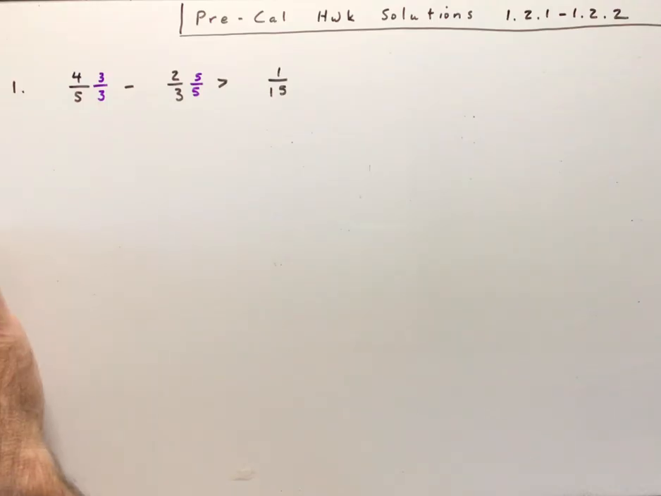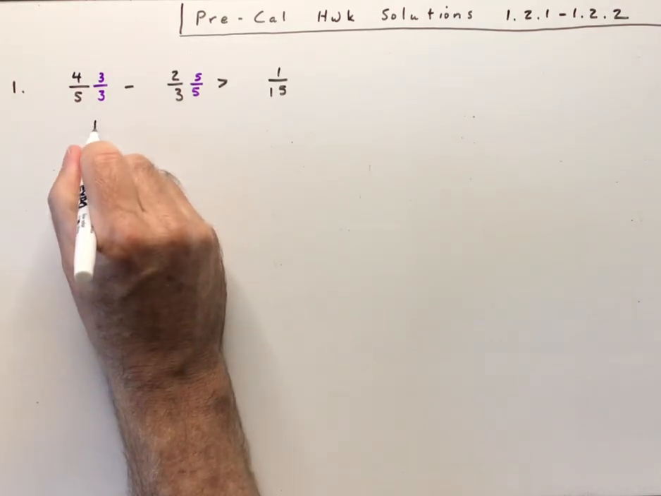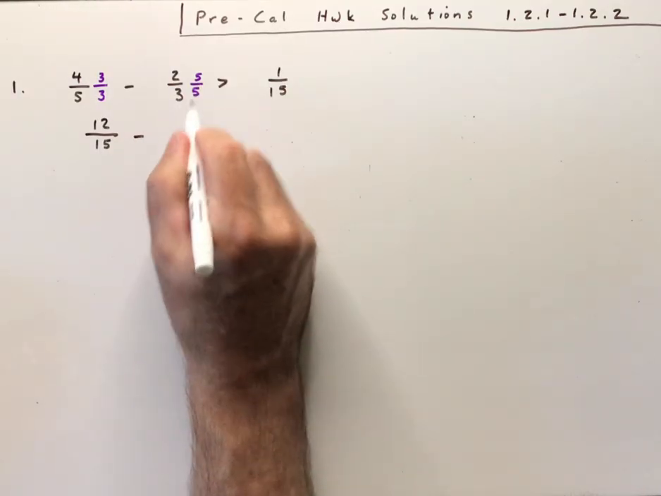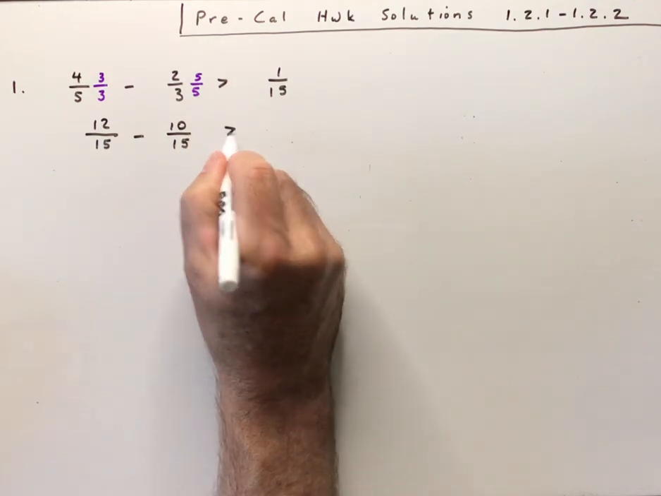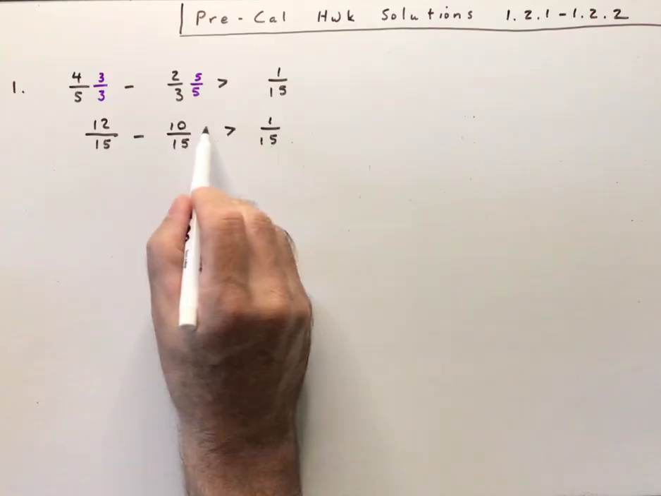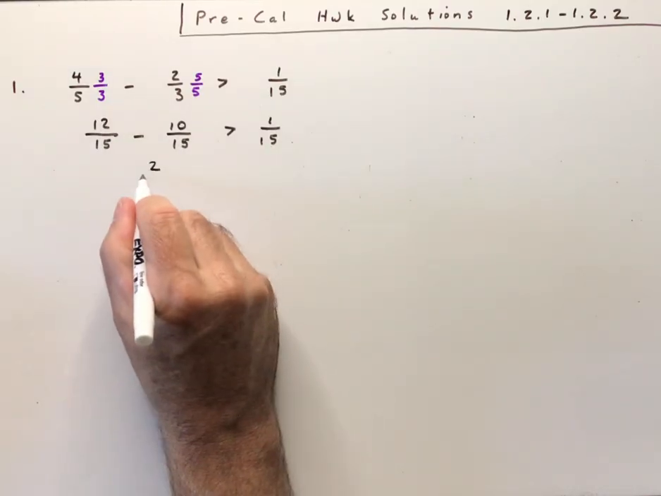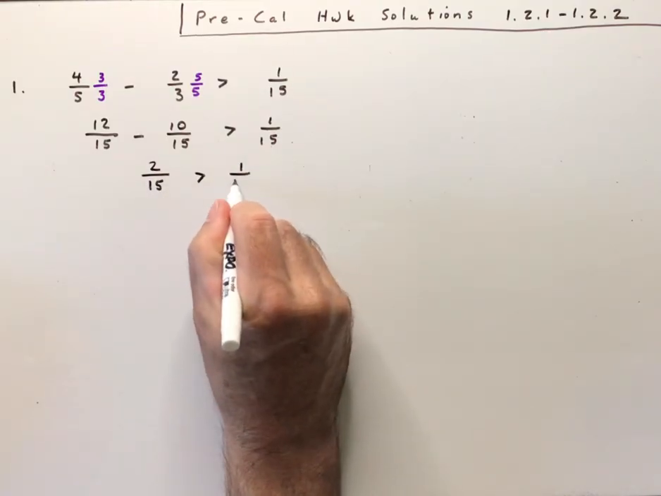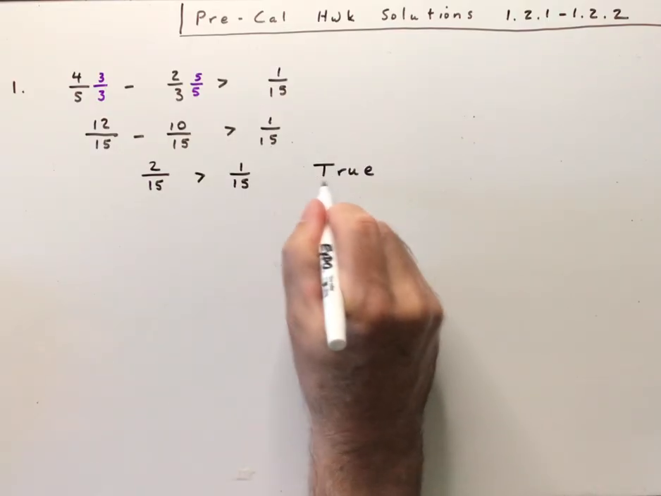That'd be 5/5. So now we would have 4 times 3 is 12/15 minus 2 times 5 is 10/15. And is that greater than 1/15? Well, now we can just subtract the tops. 12 minus 10 would be 2. So is 2/15 greater than 1/15? Yes, it is. So that is true.